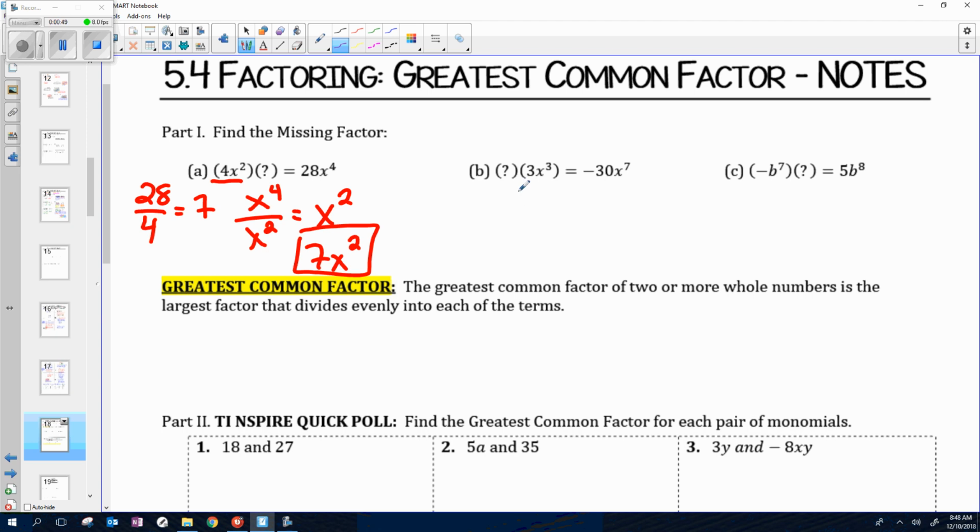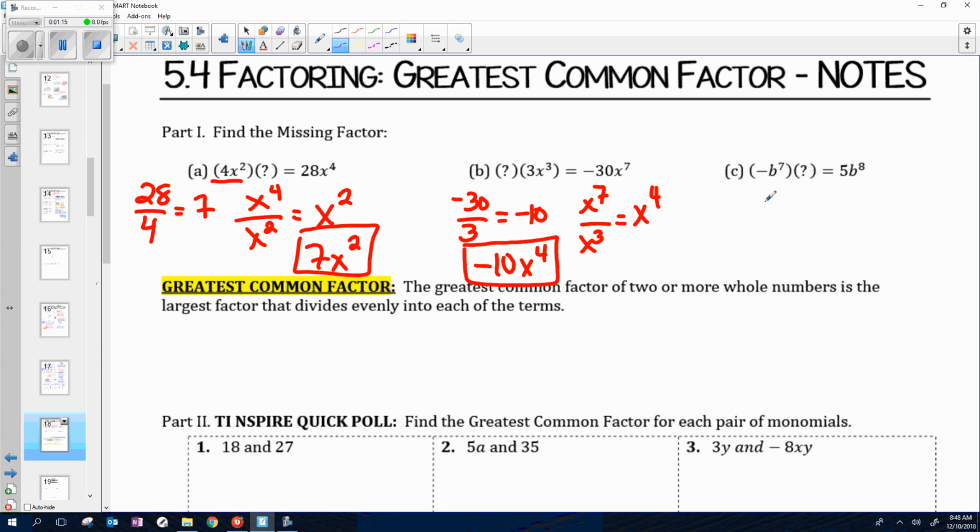For part B, we're going to do the same thing. Here I have something times a 3x to the 3. So that means negative 30 divided by 3 is equal to a negative 10. And when I do x to the 7th divided by x to the 3rd, I have a leftover x to the 4th. Remember, 7 minus 3 is 4. My final answer would then be a negative 10x to the 4th.